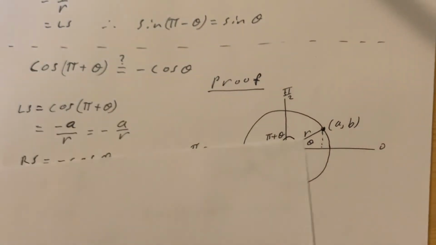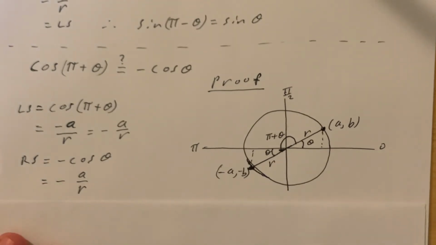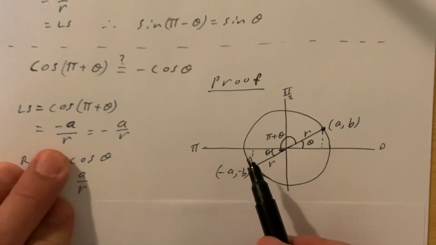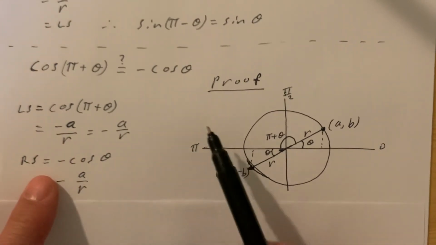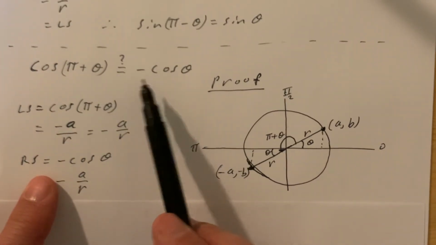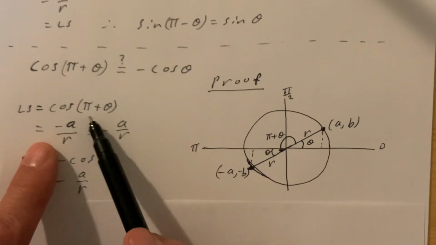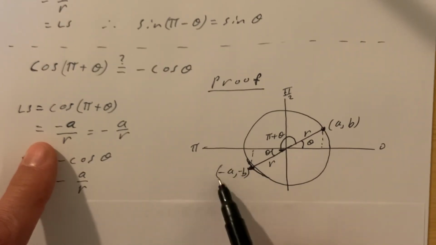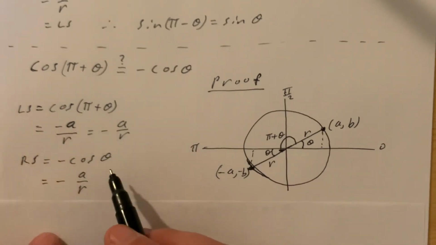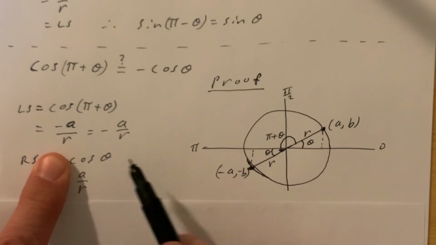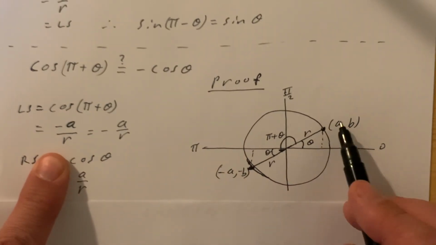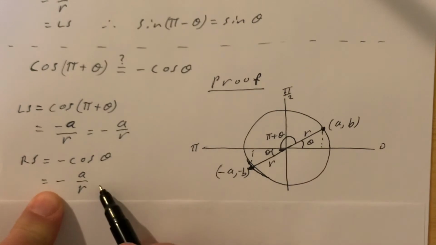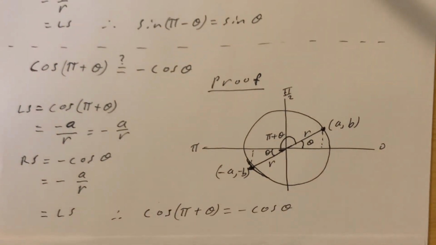Now, finding the cos of theta. So the left side is cos of pi plus theta. So cos is x over r. X is the negative a here. So negative a over r. And the right side, the negative of cos theta, well, cos theta is just a over r. So the negative of that is going to be negative a over r. And they're the same. So the left side equals the right side. And we've got this proved.